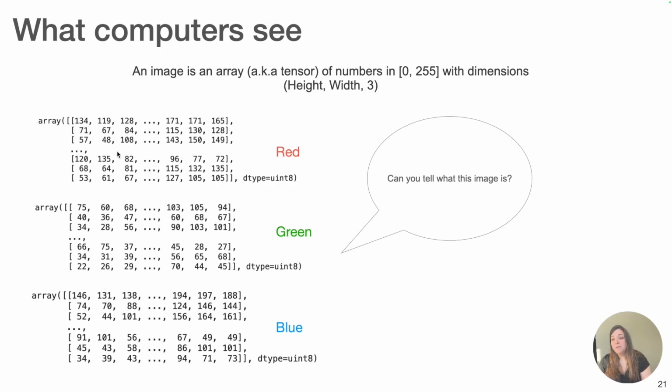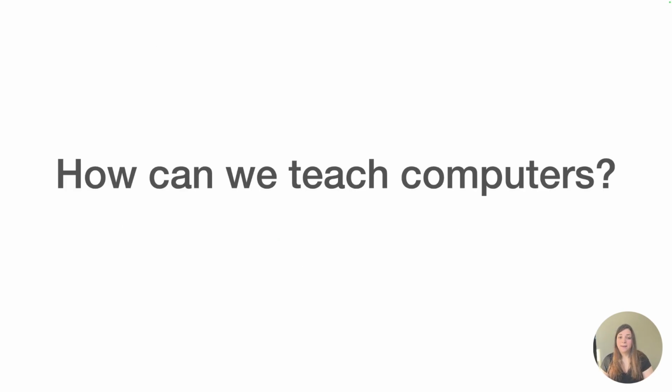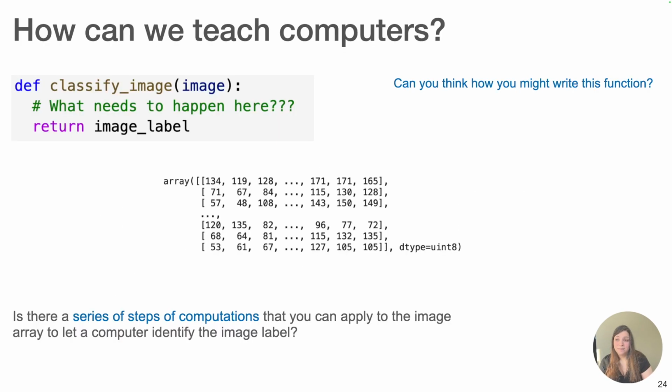So if I showed you this array of numbers, can you tell what this image is? Obviously we would look at all these numbers and we actually don't know what it is. But this image indeed is the picture of this cute little dog. And this is what's called the semantic gap between the way the image is actually represented on the computer and what the image actually represents as a concept. So how do we bridge this gap for machines? How can we teach computers?